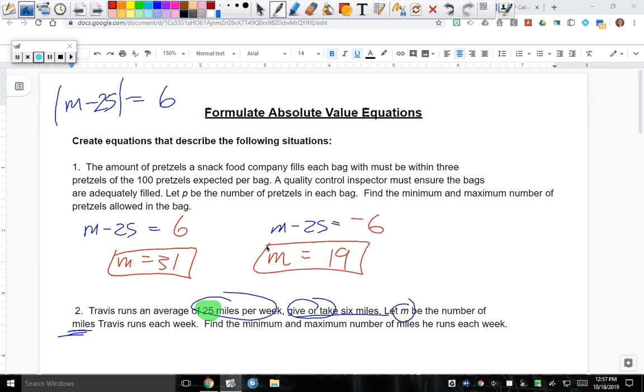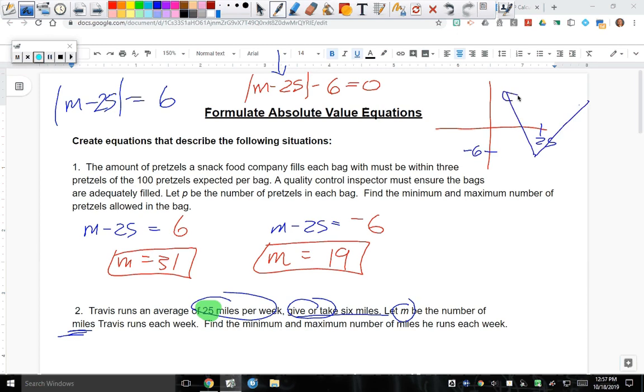And yes, the same way, if I were to rewrite this, setting it equal to 0, it's basically shifting the graph 25 to the right and 6 down, which means this and this would be 19 and 31.